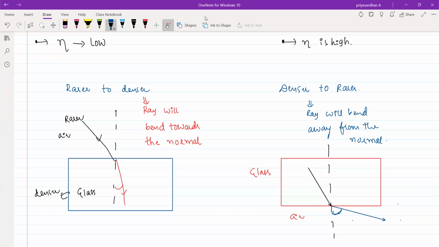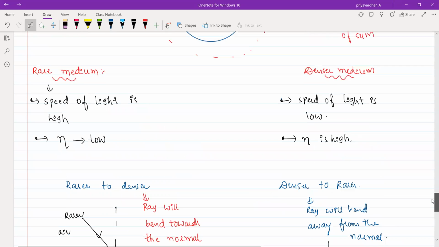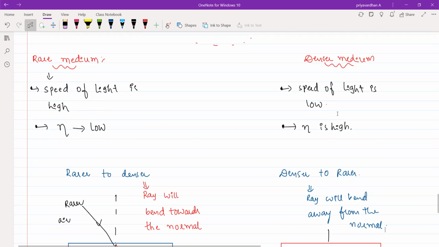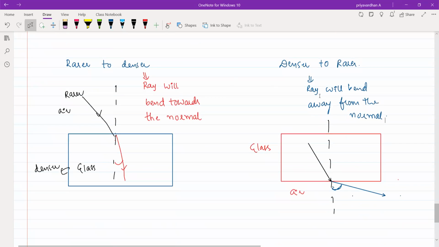Is it clear? A rarer medium is the one where the speed of light is very high. A denser medium is where the speed of light is low. The refractive index of a rarer medium is low, and the refractive index of a denser medium is high. So whenever light is traveling from one medium to another, the bending takes place in this manner. Rarer to denser, the light ray will try to bend towards the normal. Denser to rarer, the ray of light will try to bend away from the normal.